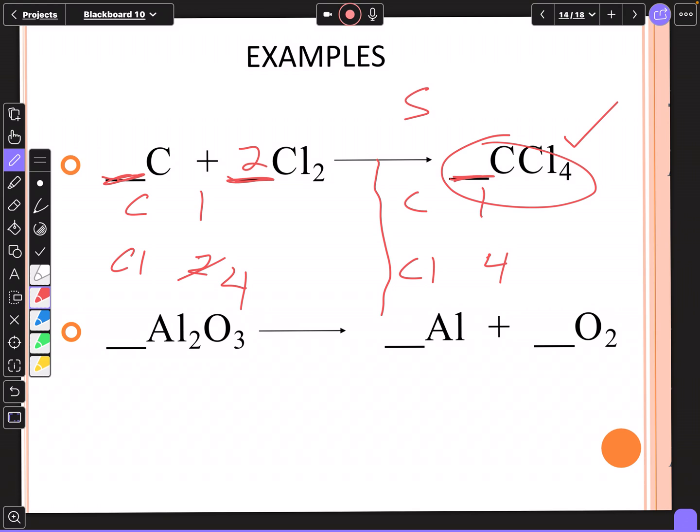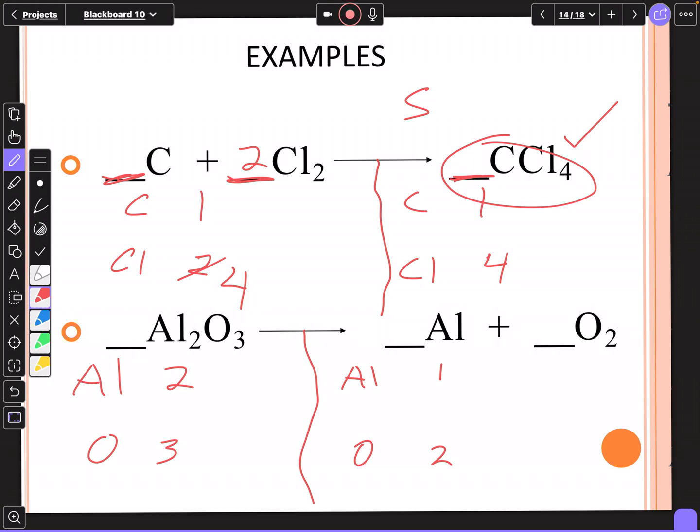Okay, the one at the bottom, I have aluminum oxide breaking down to form aluminum and oxygen gas. I draw my line down the middle. This is made up of aluminum and oxygen, aluminum and oxygen. I count. On the left, I have 2 aluminums, I have 3 oxygens. On the right, I got 1 aluminum and I have 2 oxygens.